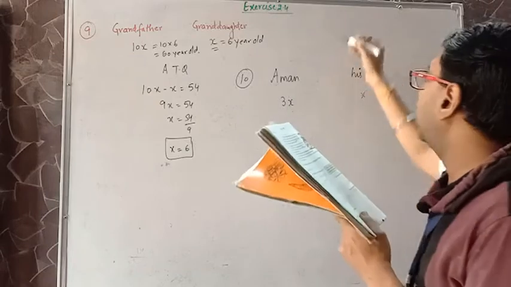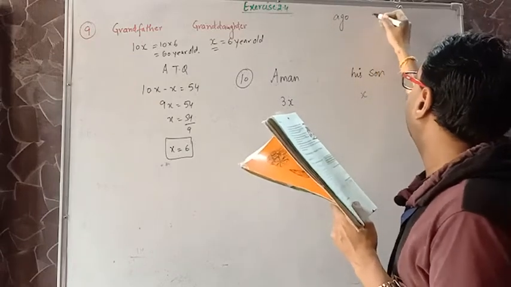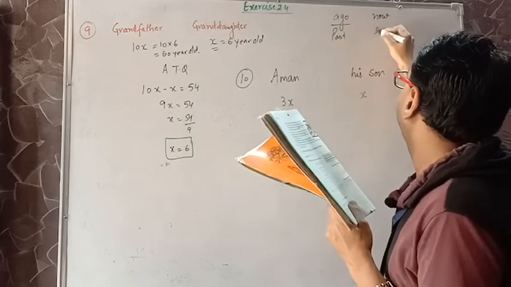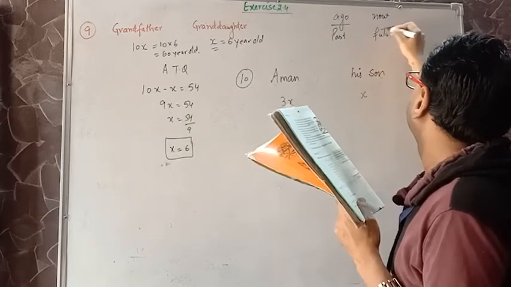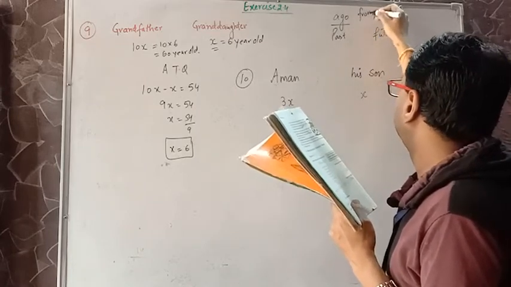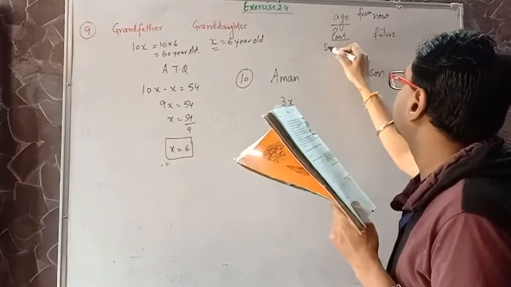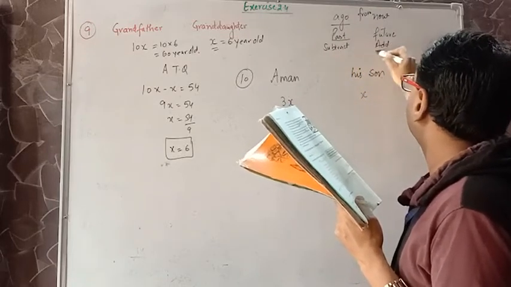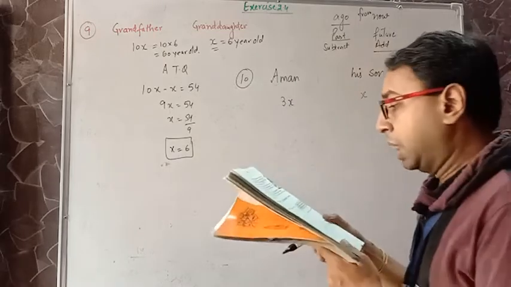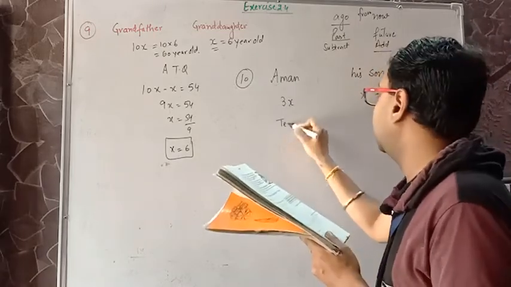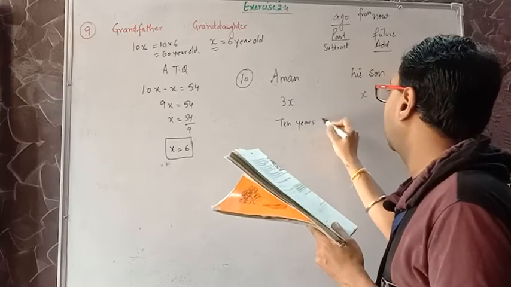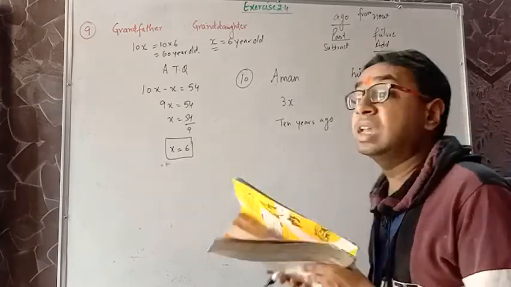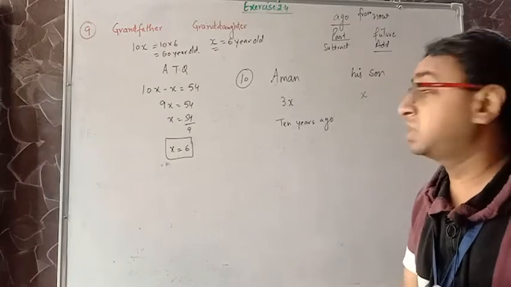10 years ago. I told you two words, ago and now. Ago means past, now means future. In past we subtract, in future we add whatever the years are given. Therefore 10 years ago, he was 5 times his son's age.